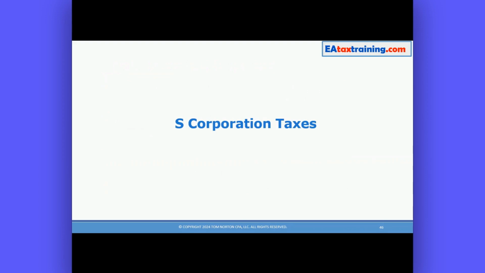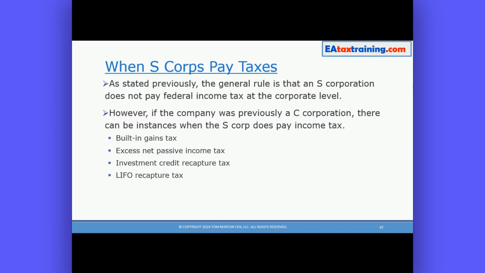Next topic is S corporation taxes. So, as we have said previously, the general rule is that an S corporation does not pay federal income tax at the corporate level. So that is just like a partnership. Partnerships usually don't pay tax at the partnership level. S corps usually don't pay tax at the corporate level.